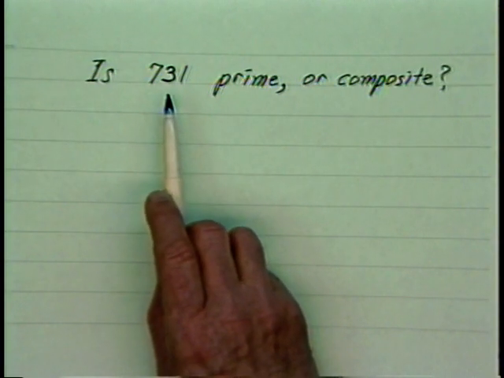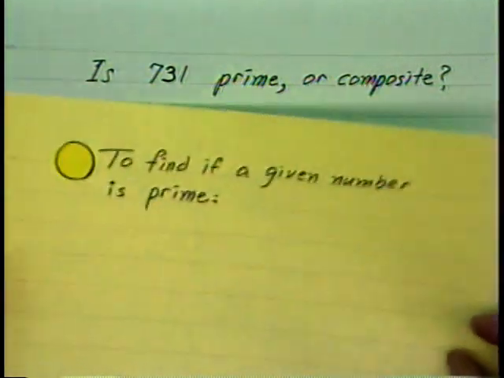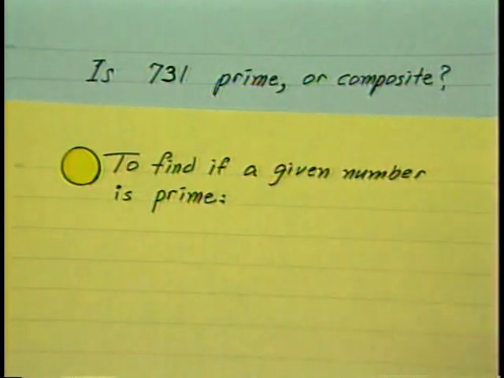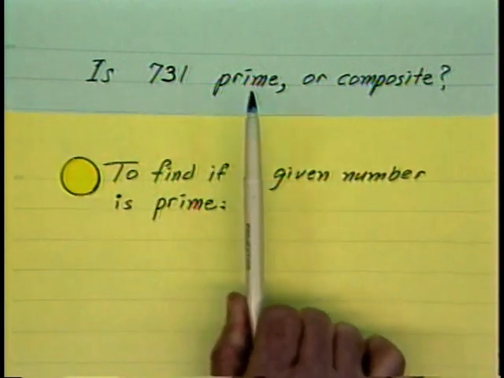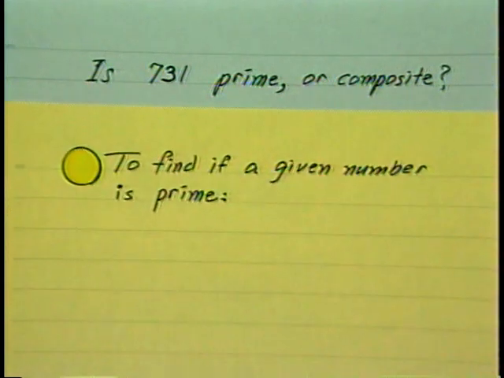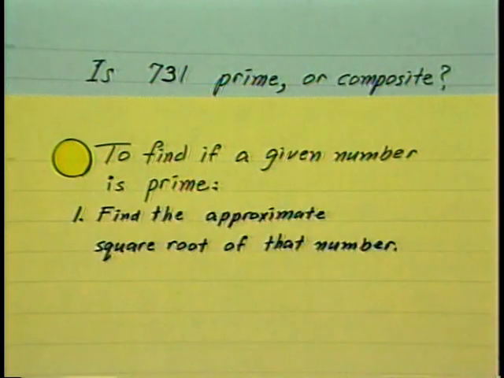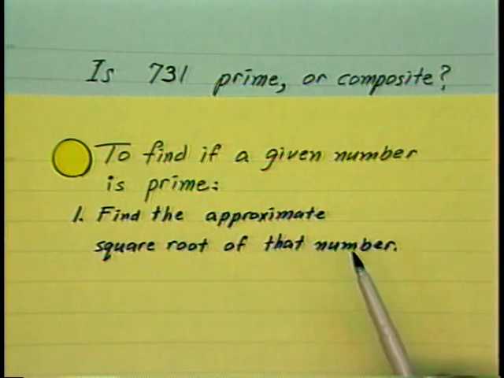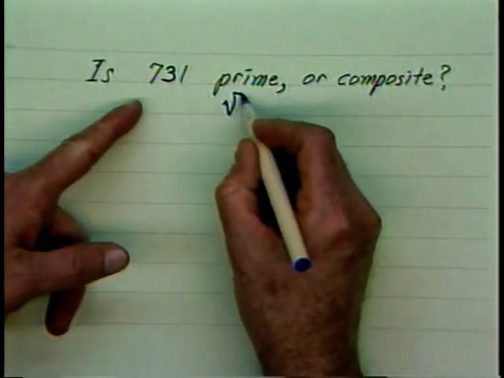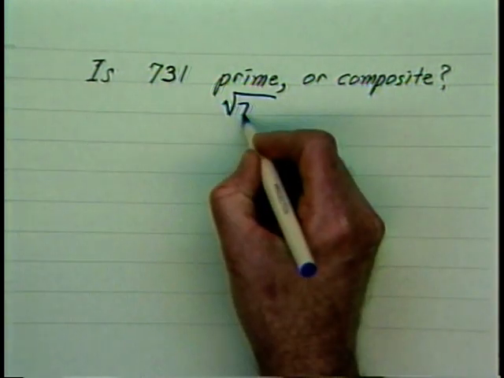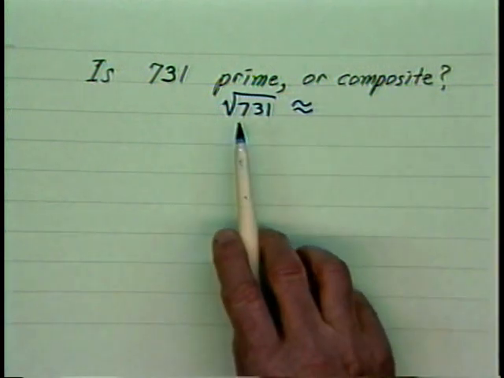Let's go through this next problem very slowly together so we can use it as an excuse to formulate a clean set of rules for answering the question, given a certain number, can we determine whether it's prime or composite? So once we have been given that number, the first thing we'd probably want to do is to find the approximate square root of that number. And to state this symbolically, this symbol means I want to find the square root of 731. And these two wavy equal signs say I want the approximate one.